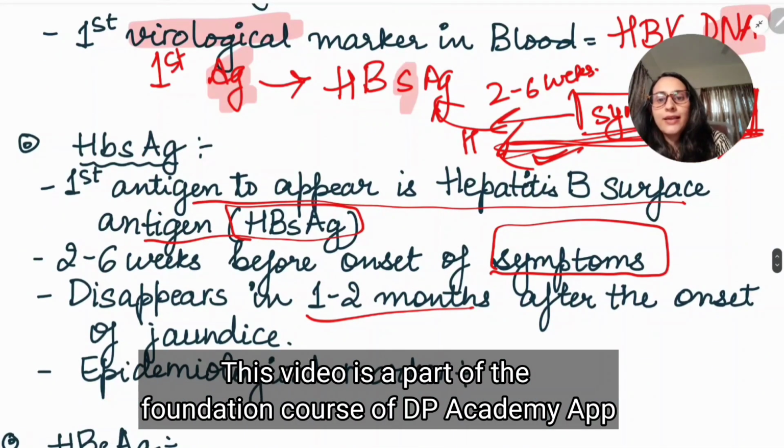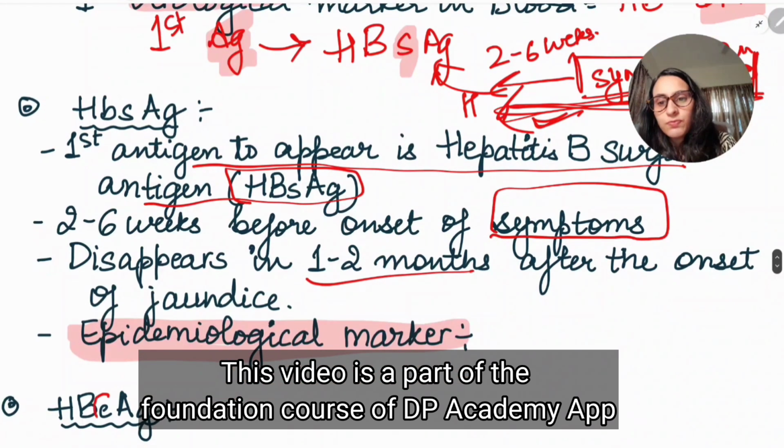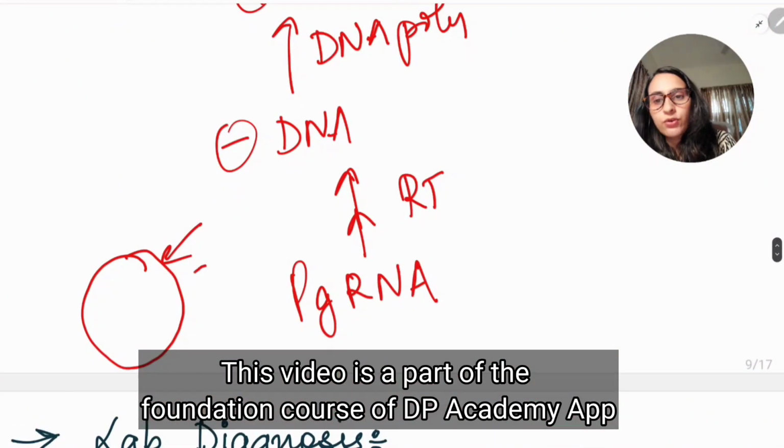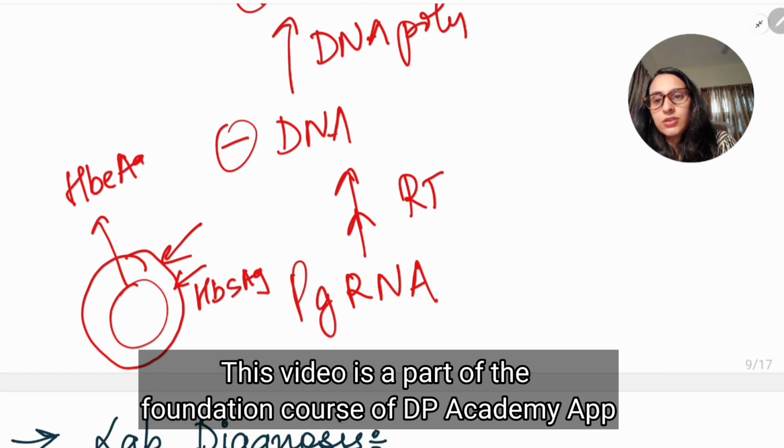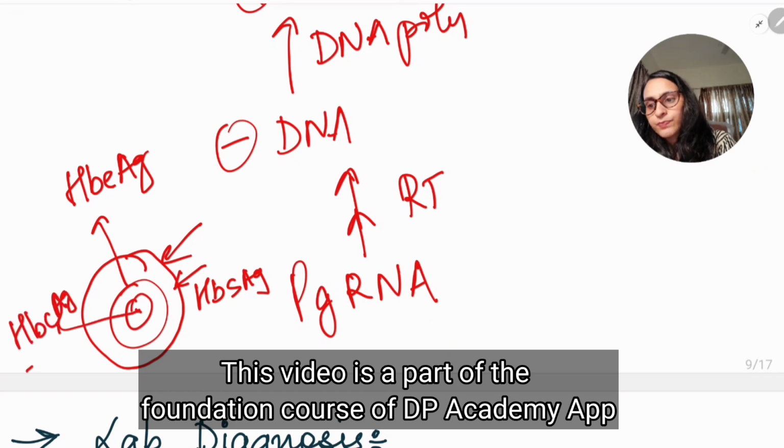And that is why we call it the epidemiological marker. You can tell that the person has started with the onset of the infectivity. But if I ask which tells about the high rate of infectivity, high infectivity is indicated by HBe antigen. This is the pre-core antigen. We start from the outside and go inside. The first one outside is surface antigen. Then we have the pre-core antigen, which is HBe antigen. Then inside we have the core antigen, which is HBc antigen.